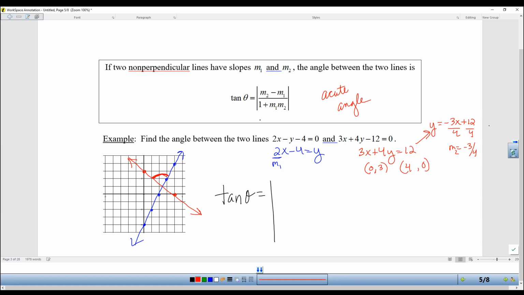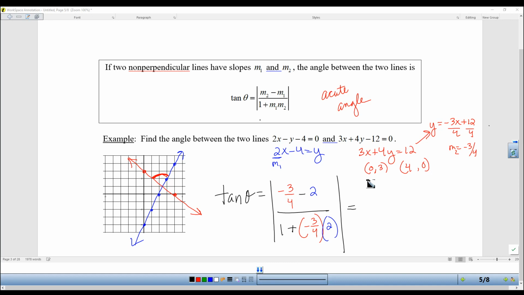That's the purpose of the absolute value, so that you can do them in either order and it's okay. So m2, -3/4 minus m1, which is 2, all over 1 plus m1 times m2, -3/4 times 2. And then, of course, what's the hardest part of this problem? It's putting this into your calculator.